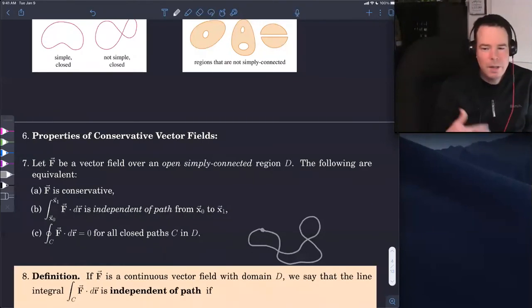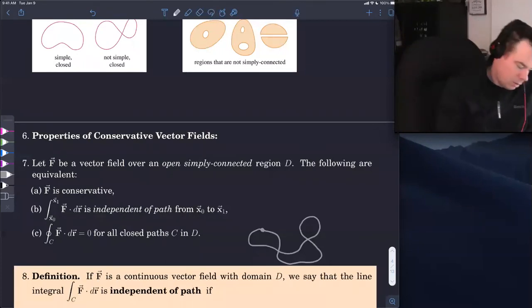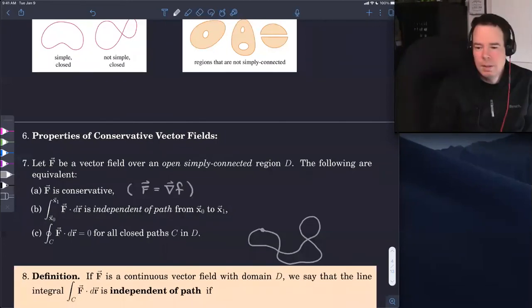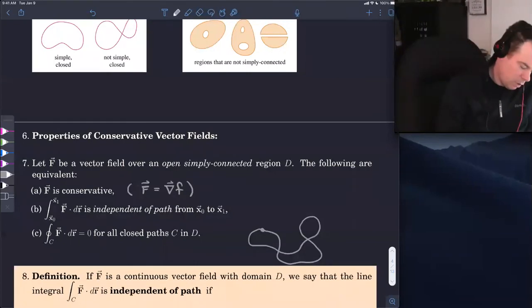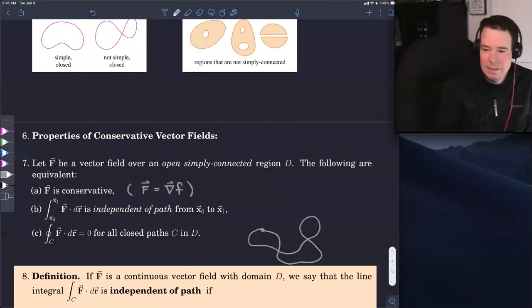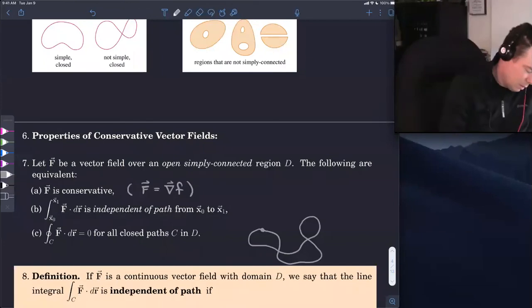And so this idea of being conservative means that f is equal to the gradient of some potential function. Being conservative means there's really independence of path in your integrals. So you don't have to worry about what path you're taking, just where you start and where you end. And if you start and end at the same spot, then your integral is going to be 0.